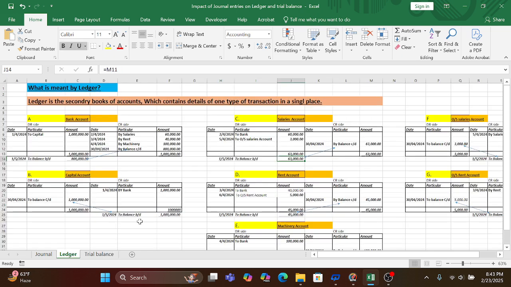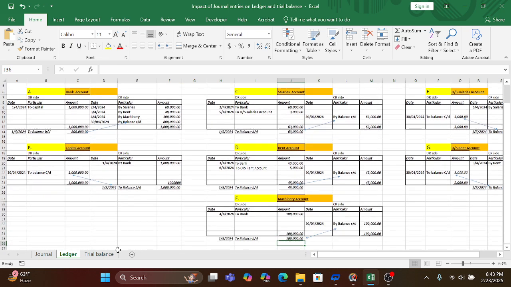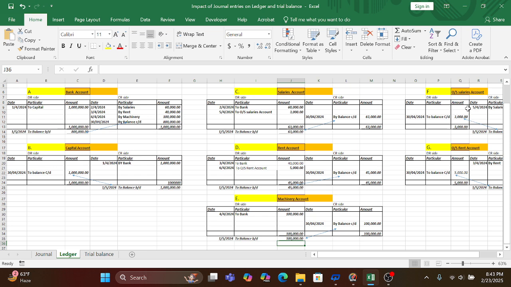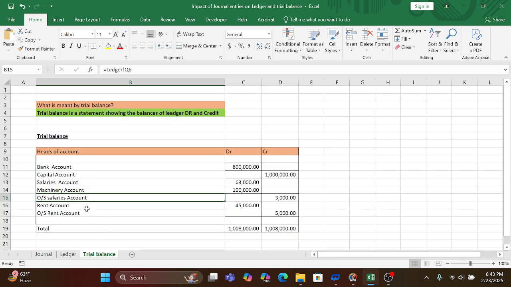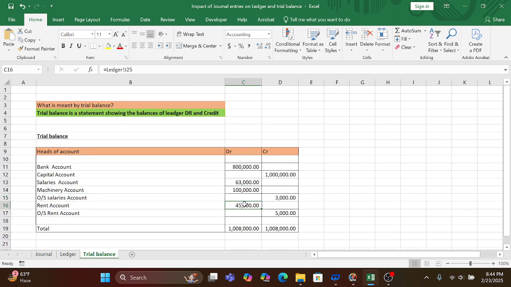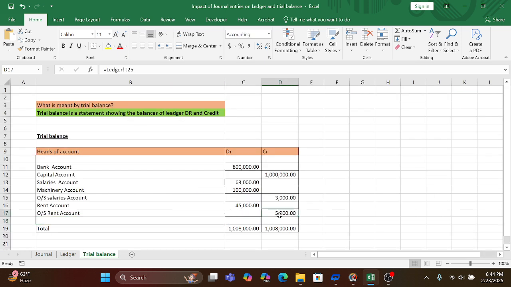Then we have the machinery account. If you see here, that's 1 lakh rupees. Then we have the outstanding salary account here. If you see, that's 3,000. Then we have the rent account. If you see here, our rent is 45,000. Then we have outstanding rent, that's 5,000 balance, and our total balance is 10 lakh 8,000. That's the trial balance.